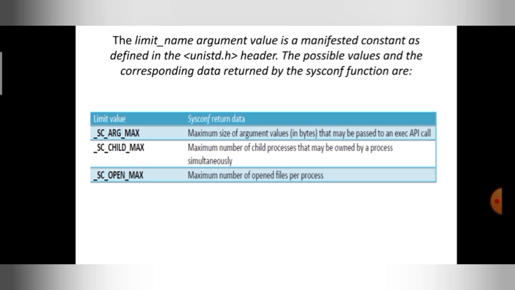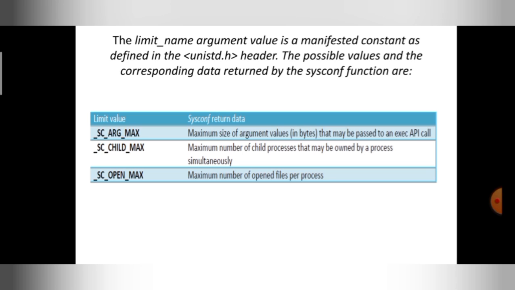So what is the first limit value? SC means system configuration. SC_ARG_MAX returns the maximum size of argument values in bytes that may be passed to an exec function. So it tells about the maximum size of arguments in bytes.